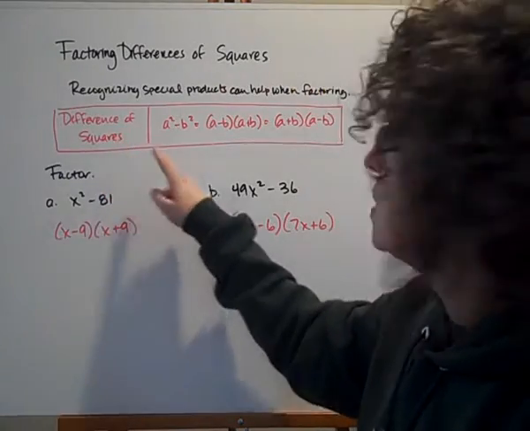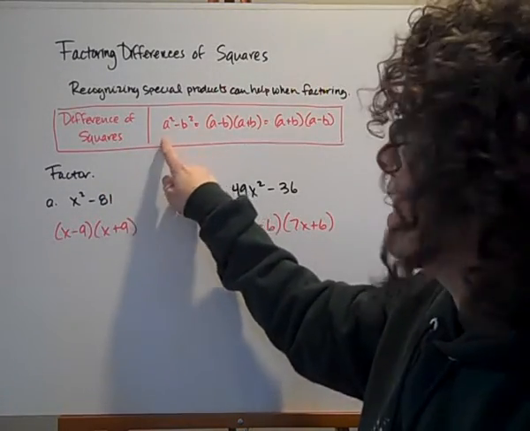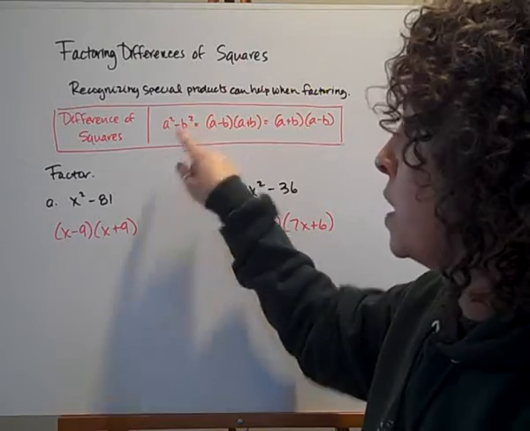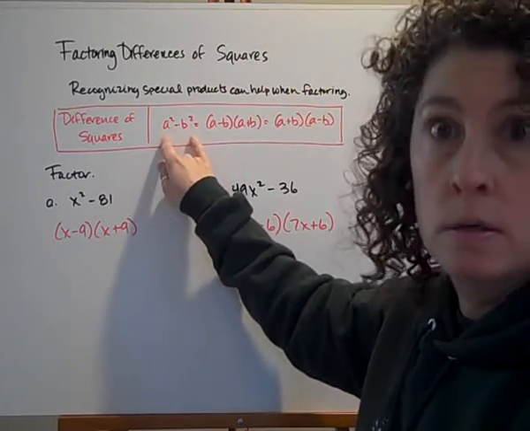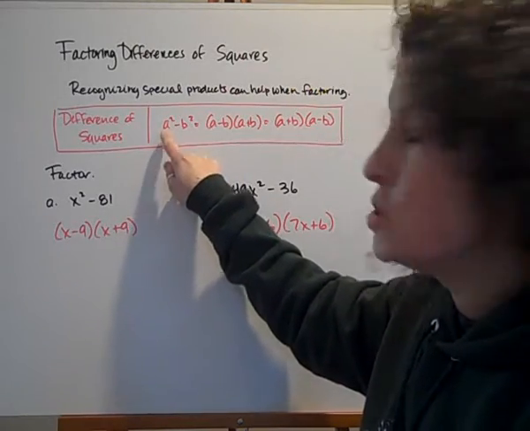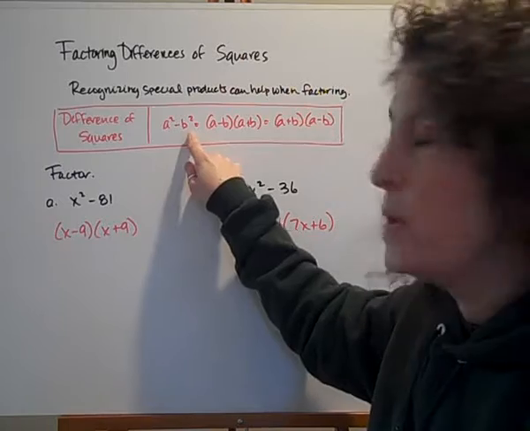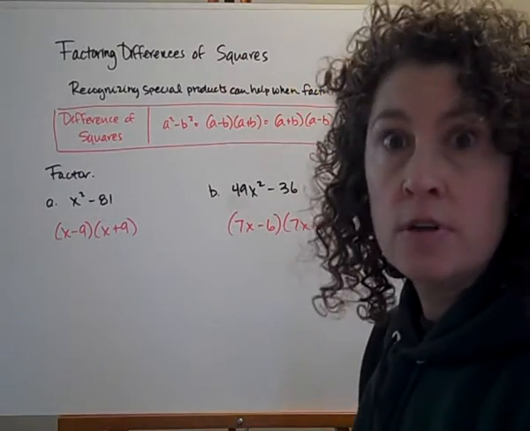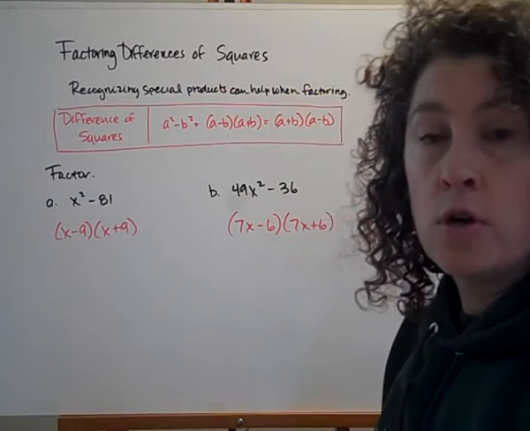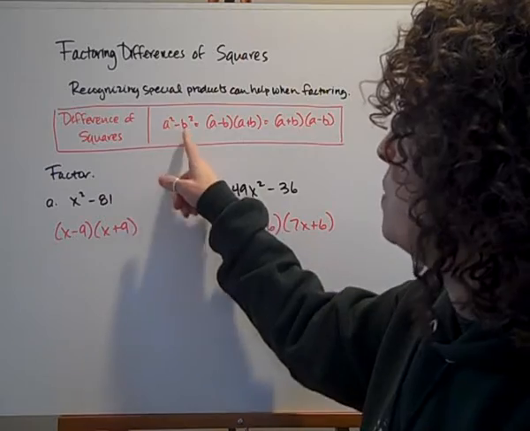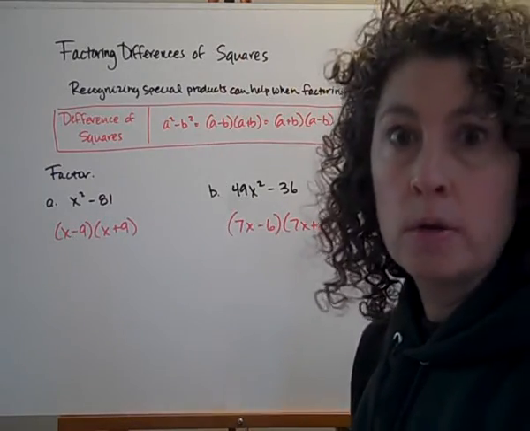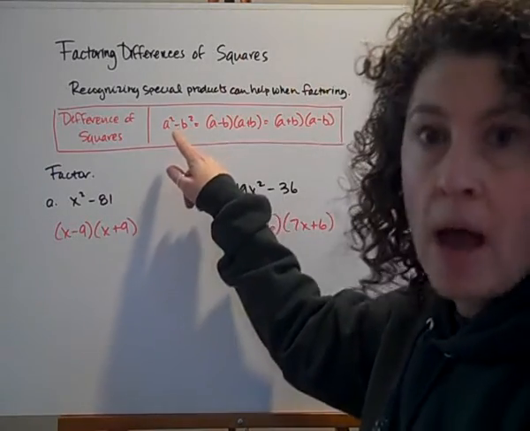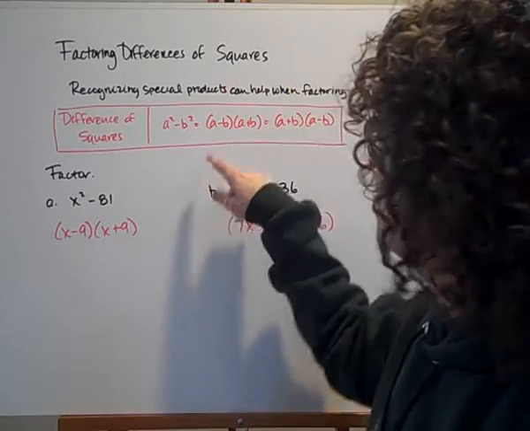So our differences of squares. If it looks like this pattern here, a squared minus b squared. So I've got two squares. I've got a perfect square as my first term, I've got a perfect square as my second term, and I'm subtracting. So it is a difference of squares. So that's the first thing you need to recognize. Perfect square, difference, binomial.